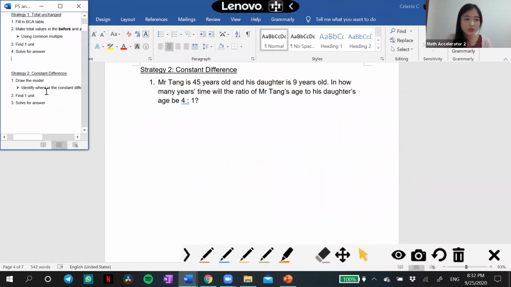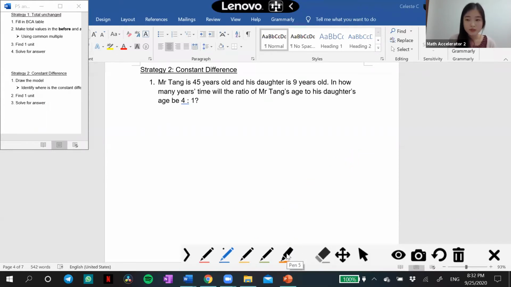Okay, so what is strategy 2? Constant difference. Right, so step 1, you have to draw the model. Identify where is the constant difference. Find one unit and then solve for the answer.